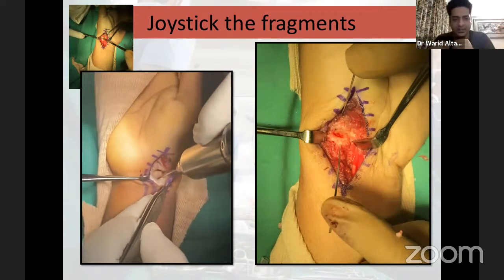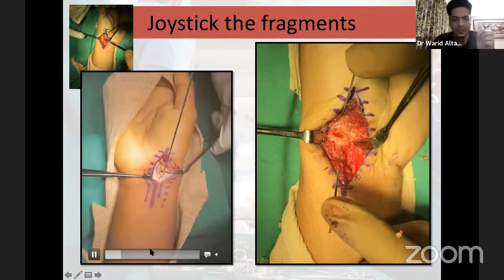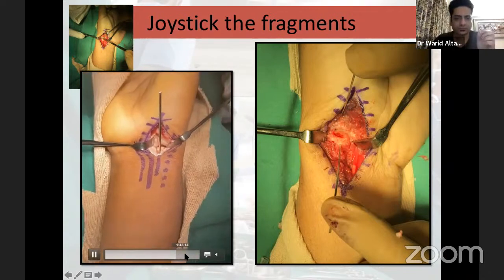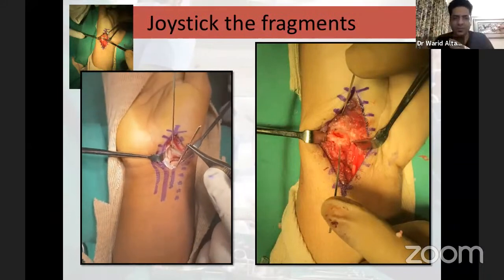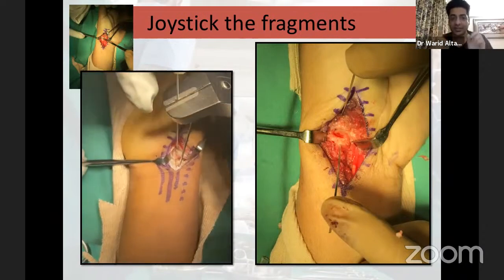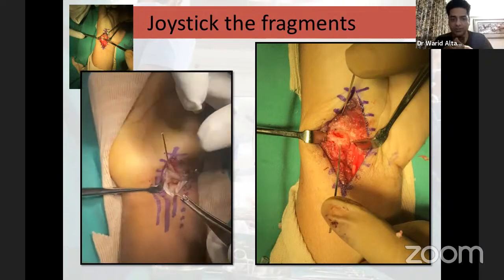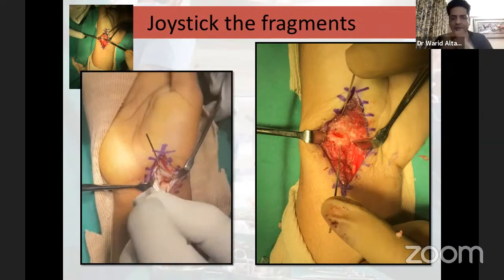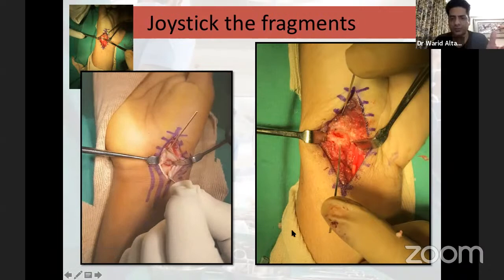One good technique is to put a guide wire in the proximal pole, like I have put here, to joystick it. Then you put another guide wire into the distal pole. You can use a 1 millimeter or 1.2 millimeter wire, and then you open the fracture site, and that is how you can adequately see how much the defect is. So put two wires and then you manipulate, because otherwise it's very difficult to manipulate and go into the fracture site, and you have to remove all the fibrous tissue.